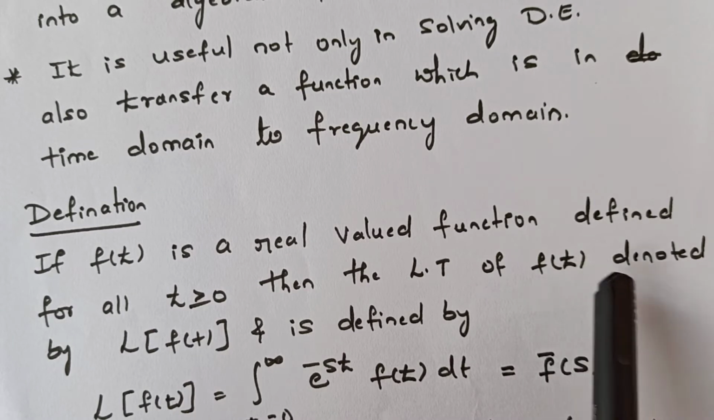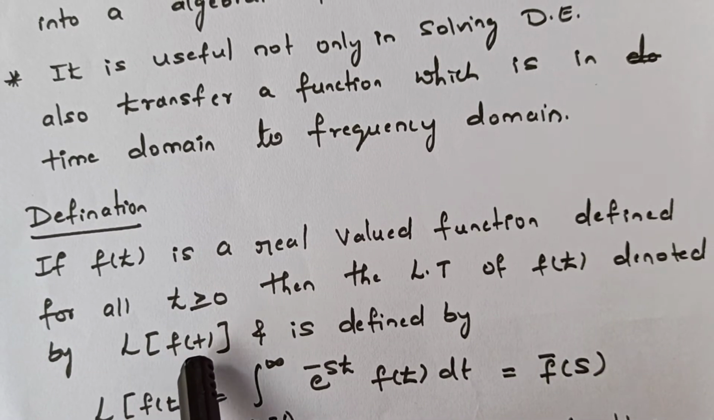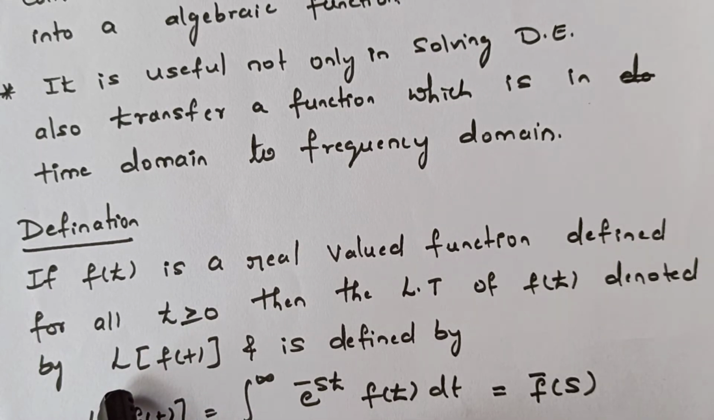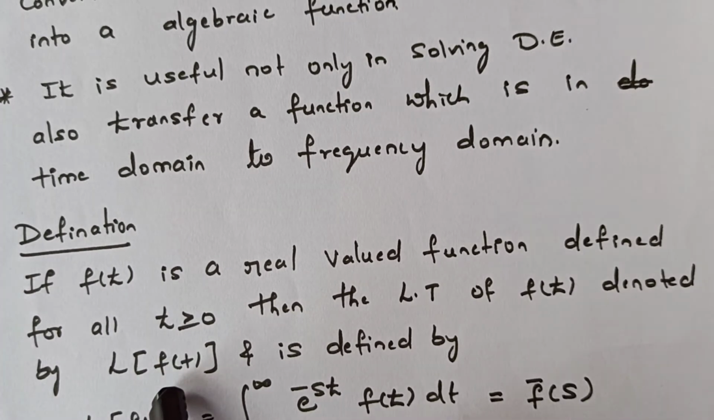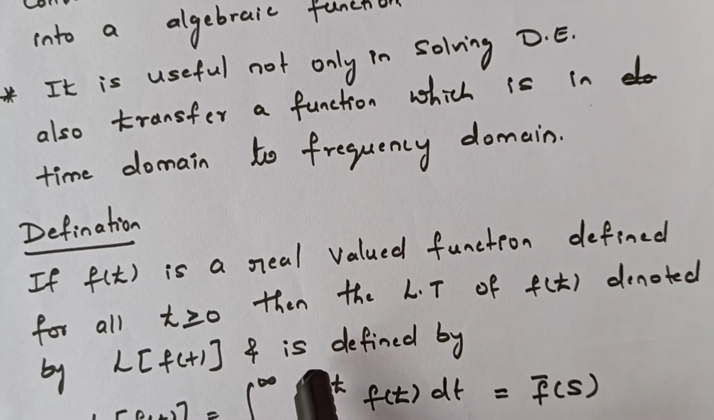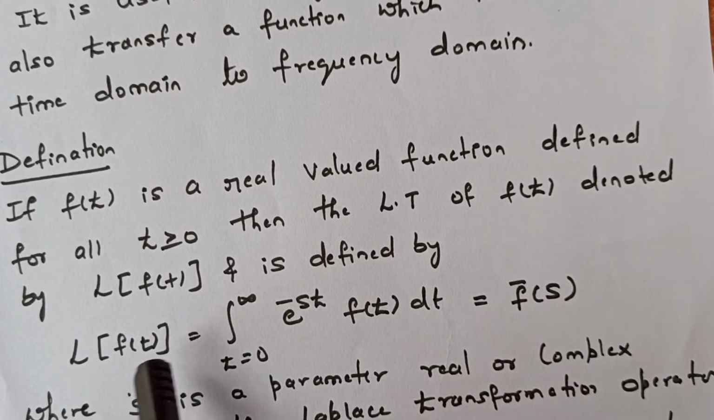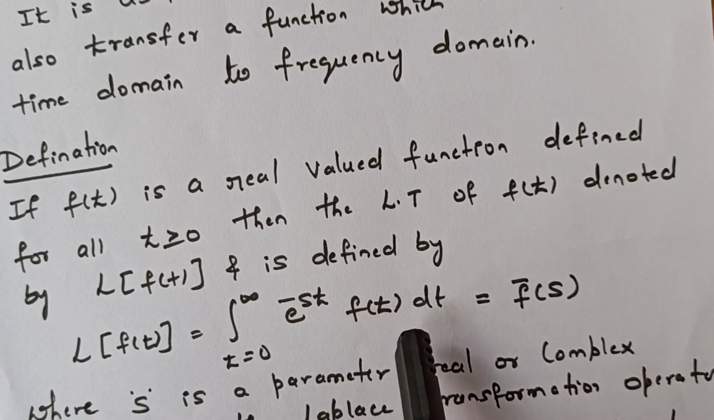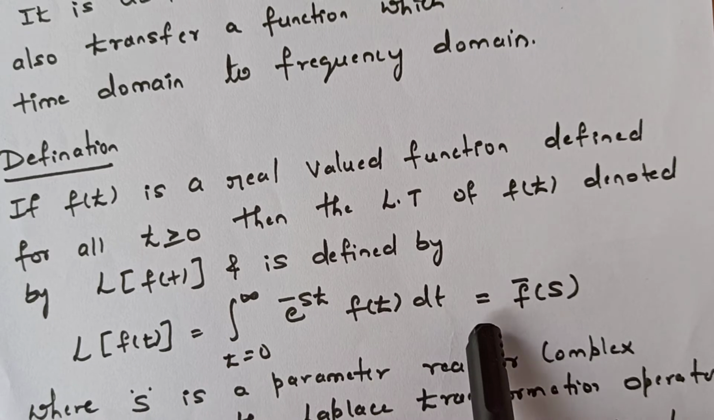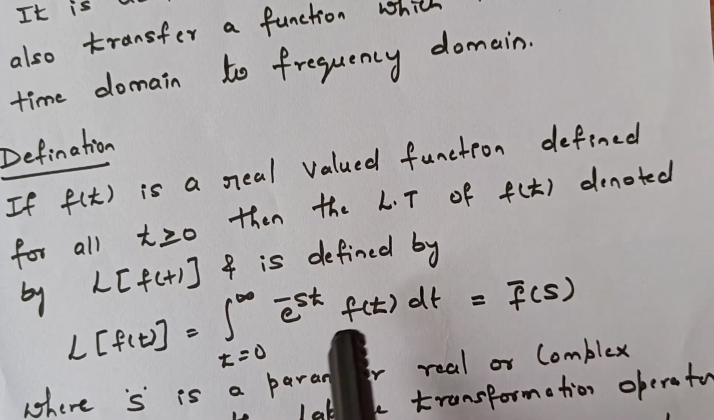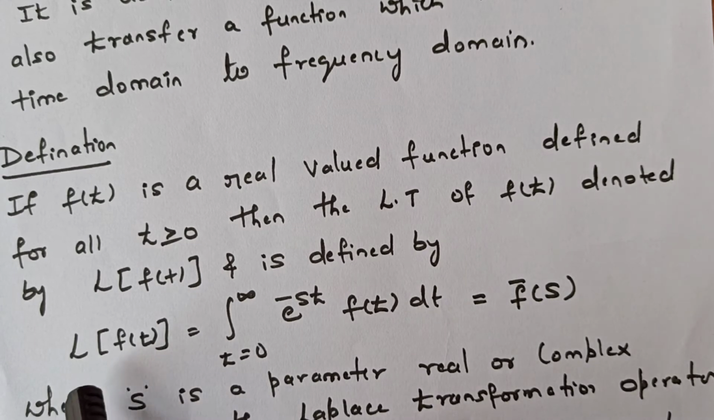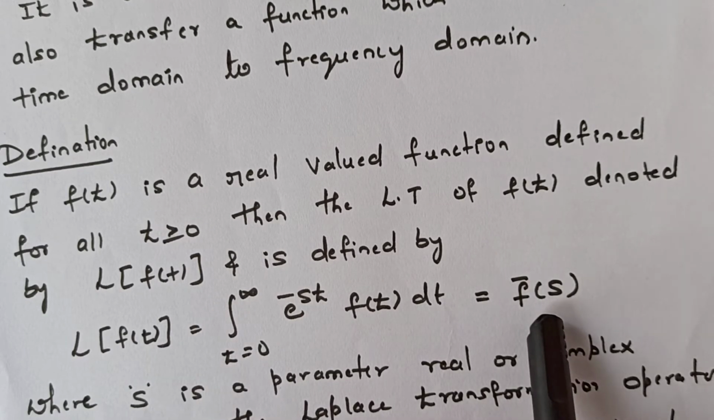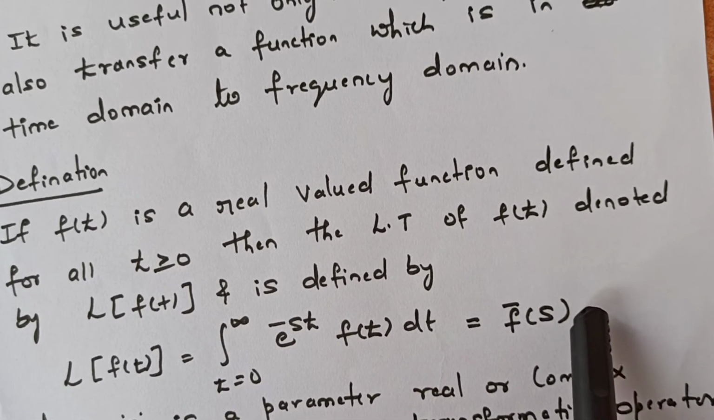Then the Laplace transform of f of t is denoted by L of f of t. L is nothing but the Laplace transformation operator, and this Laplace transform is operated on the function of t, that is f of t. It is defined by L of f of t is equal to the integral from t equals 0 to infinity of e power of minus st times f of t dt, which will be equal to f bar of s. This means when you operate a Laplace transform on a function of t, it has been converted into a function of s, which is called an algebraic function.